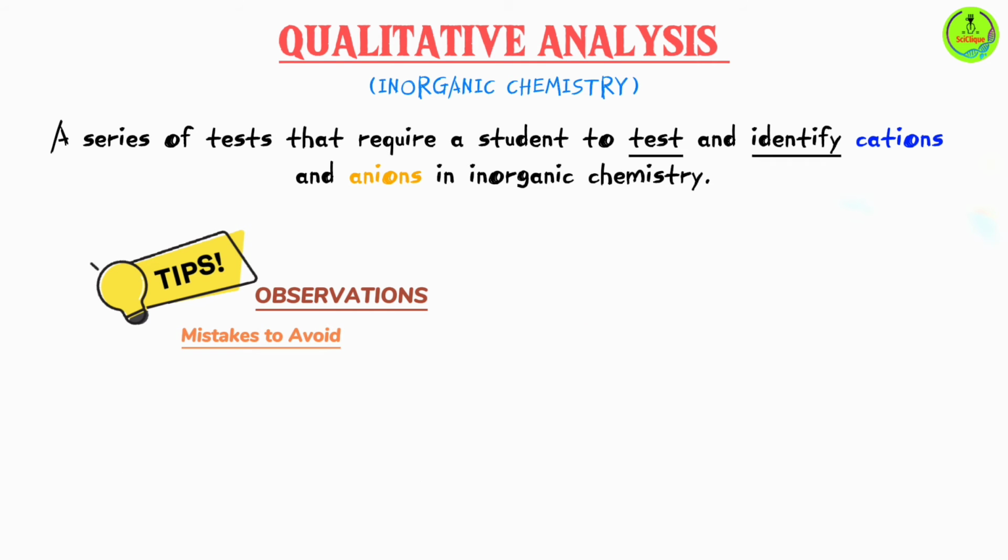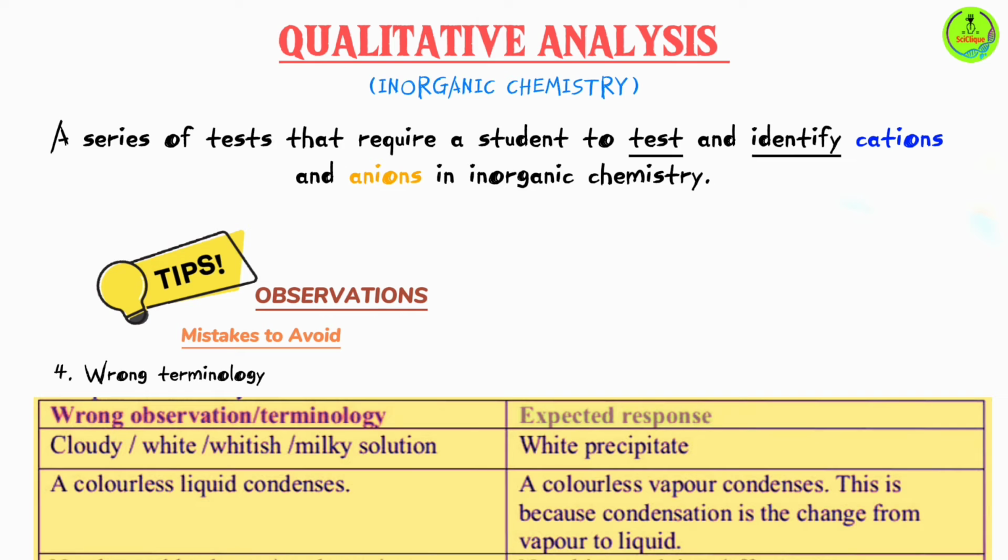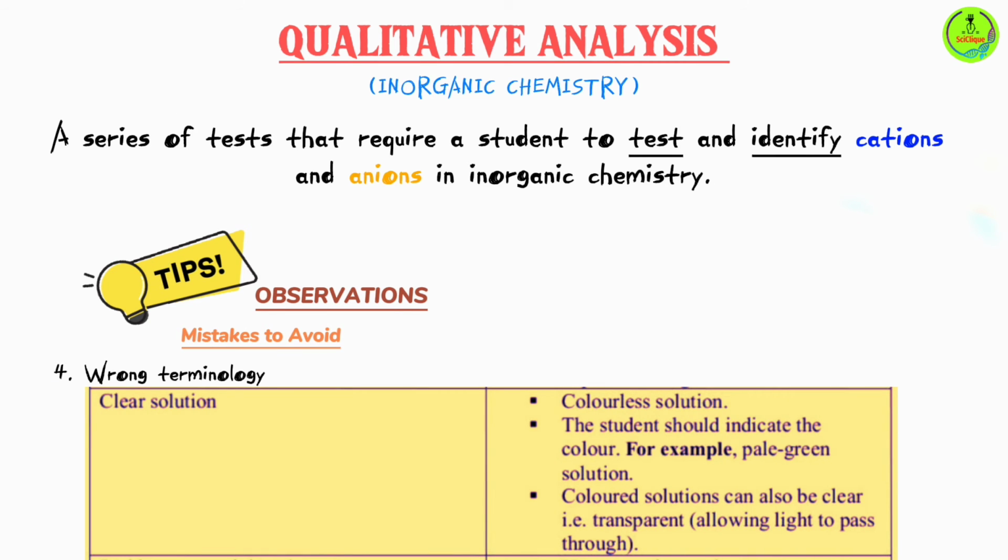Moving on to the next one, wrong terminologies. This is whereby you're using the wrong terms, and of course, you're going to be penalized fully for this. So, for example, if you have a white precipitate, you should write it as such and never use the term cloudy or milky precipitate. If you have a colorless solution, it should be indicated as such and not a clear solution.